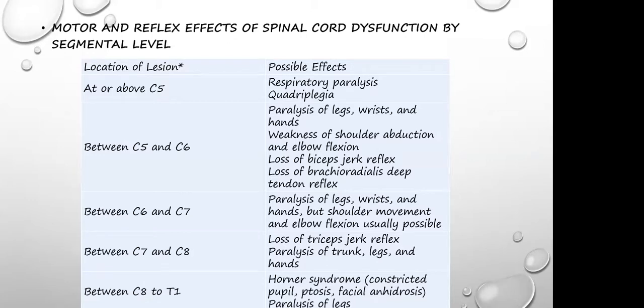Between C6 and C7, paralysis of legs, wrist and hands, but shoulder movement and elbow flexion usually possible. Between C7 and C8, loss of triceps jerk reflex, paralysis of trunk, legs, and hands. Between C8 to T1, Horner syndrome, constricted pupil, facial anhidrosis, and paralysis of legs.